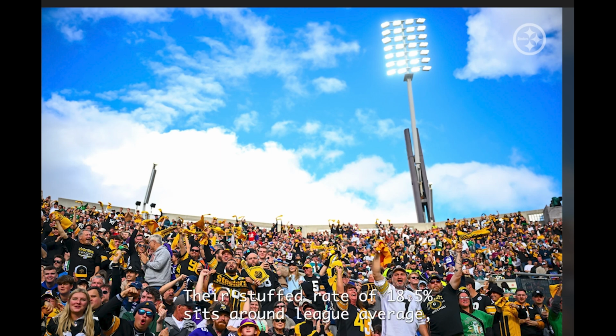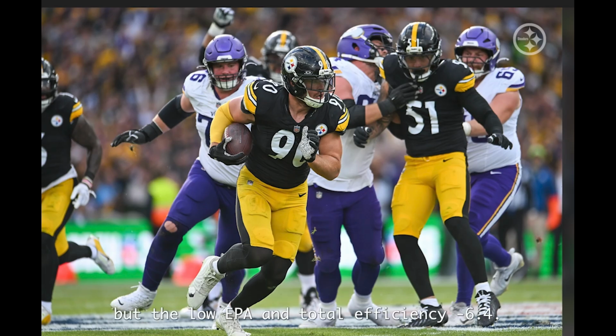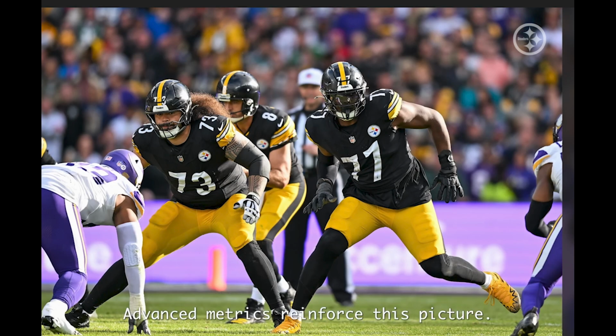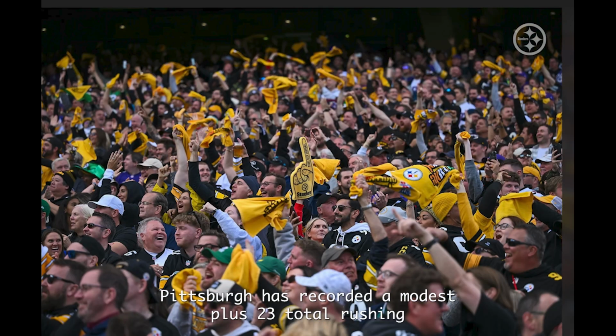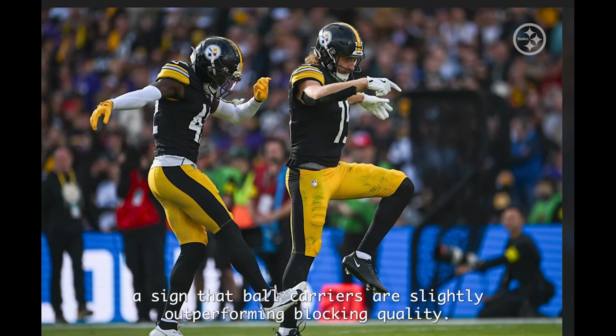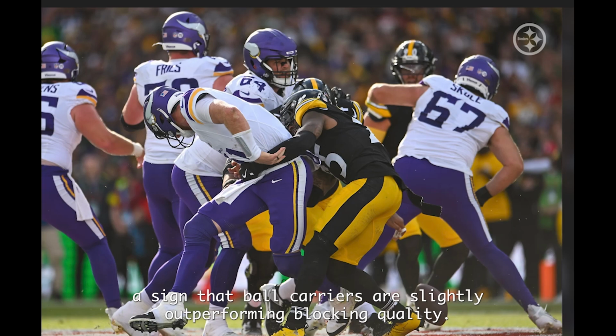Their stuffed rate of 18.5% sits around league average, but the low EPA and total efficiency, negative 6.4 cumulative EPA, suggest these plays contribute little to extending drives. Advanced metrics reinforce this picture. Pittsburgh has recorded a modest plus 23 total rushing yards over expected, plus 0.3 per attempt, a sign that ball carriers are slightly outperforming blocking quality.